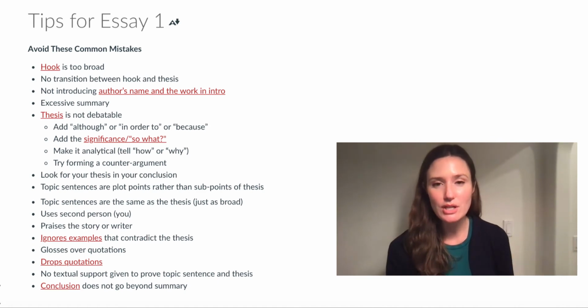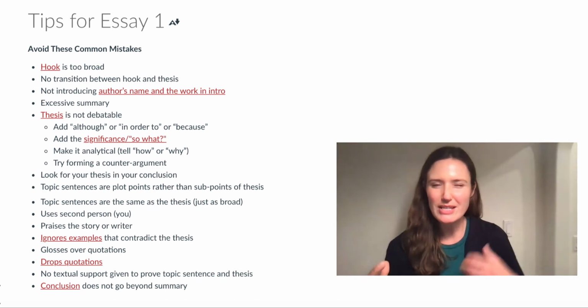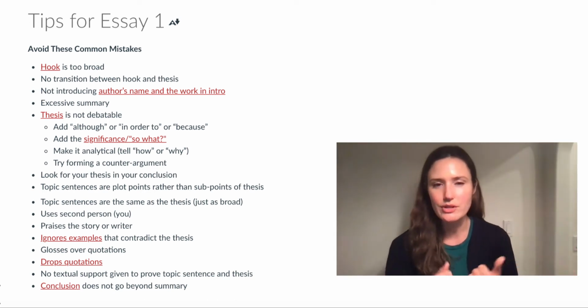These are some of the most common mistakes that I notice in Essay 1. A lot of students will have a hook that's just too broad or too sweeping. A hook that summarizes the story is not going to be the most effective way to begin. If you're going to summarize the story, you have to add something else too that pulls the reader in.